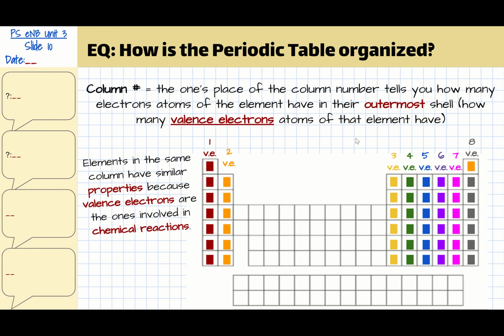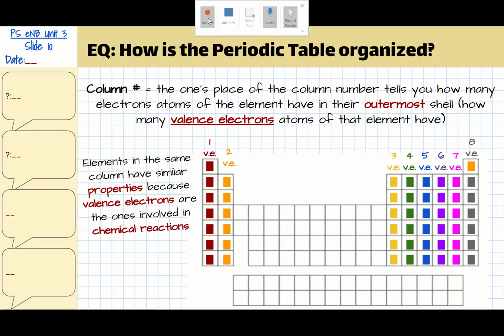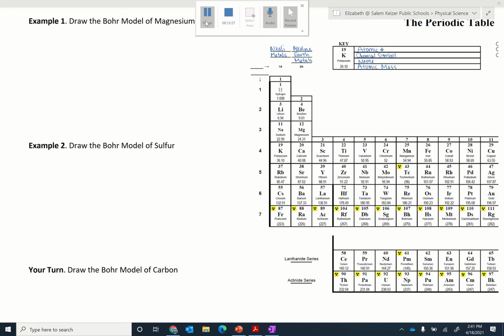Okay, so anyway, those are the rules, and we're actually going to do a couple examples here. So let me go ahead and get up the examples, and we'll go through and look at how the periodic table can help us draw a Bohr model of an atom. Okay, so here we have some examples.